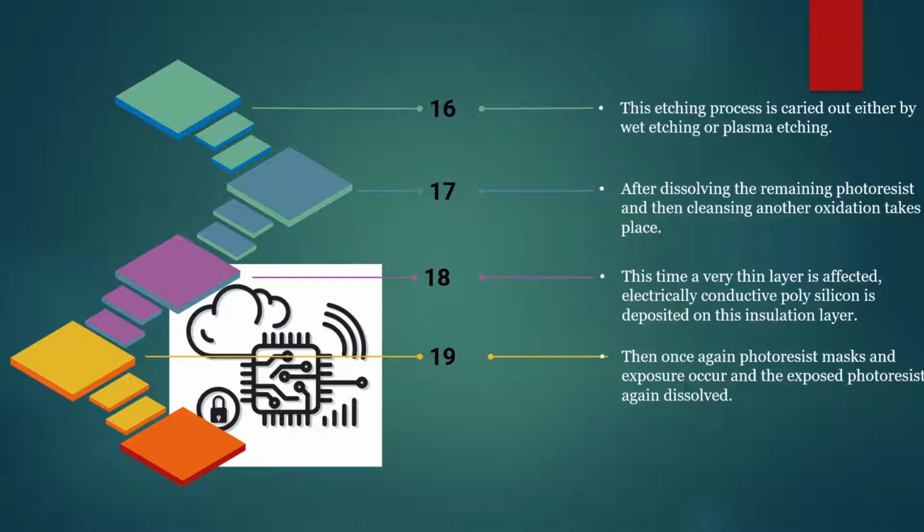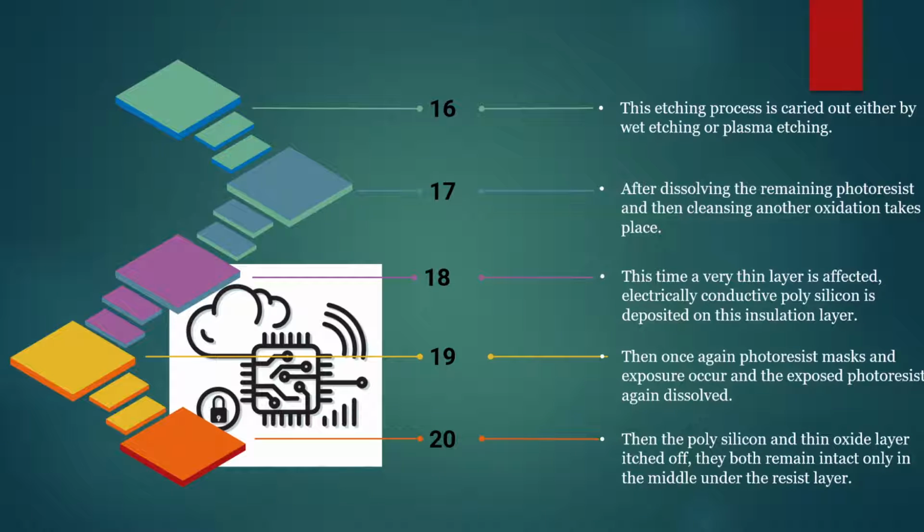Then once again, photoresist, mask and exposure occur, and the exposed photoresist is again dissolved. Then the polysilicon and the thin oxide layer are etched off. They both remain intact only in the middle under the resist layer. The other portion was etched off.